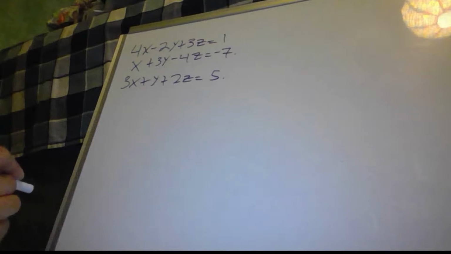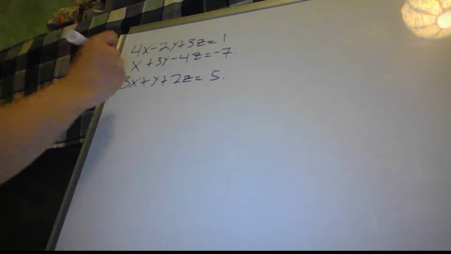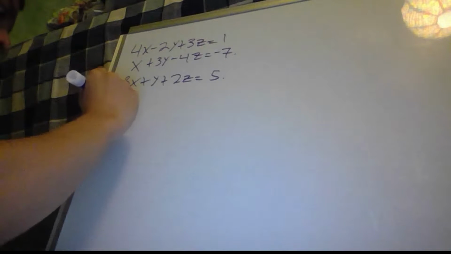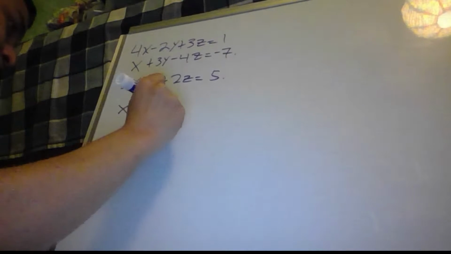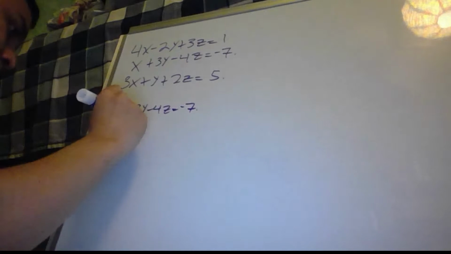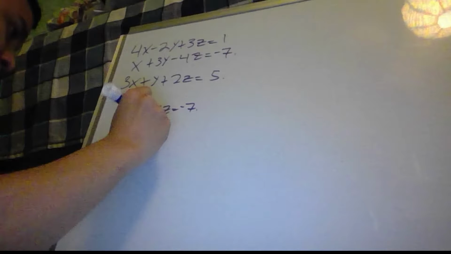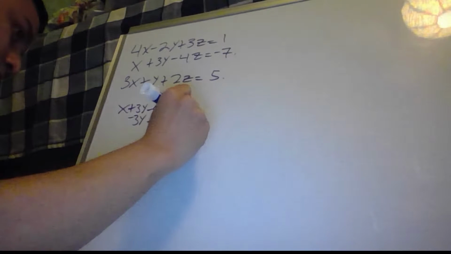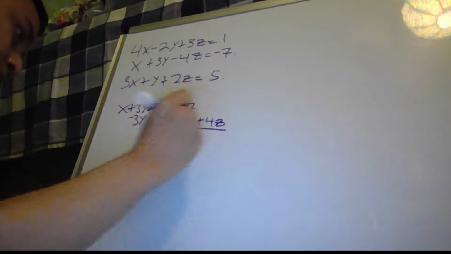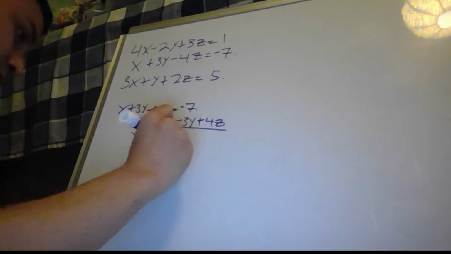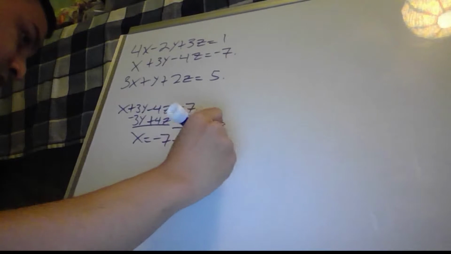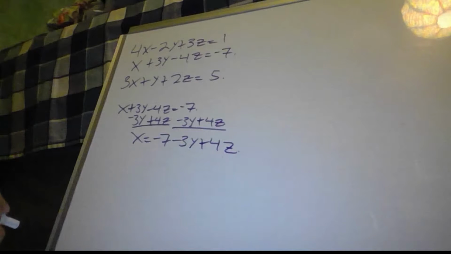Now we're going to solve this by substitution. Let's solve the second equation for x, right? So x plus 3y minus 4z equals negative 7. So we're going to go ahead and subtract 3y and add 4z on both sides. So x equals negative 7 minus 3y plus 4z. We're going to go ahead and plug that in for our two other equations.